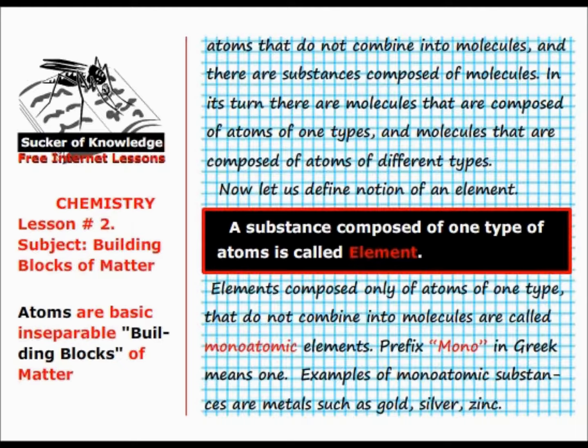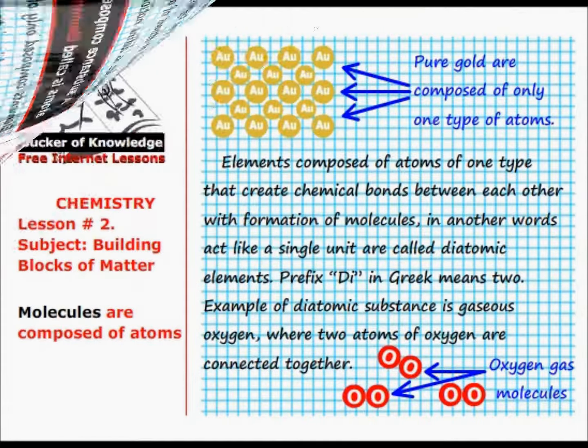The substance composed of one type of atoms is called element. Elements composed only of atoms of one type that do not combine into molecules are called monoatomic elements. Prefix mono in Greek means one. Examples of monoatomic substances are metals such as gold, silver, zinc.